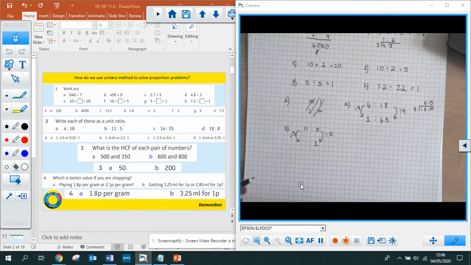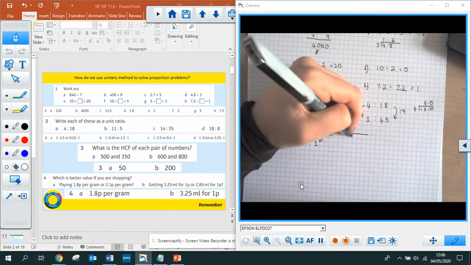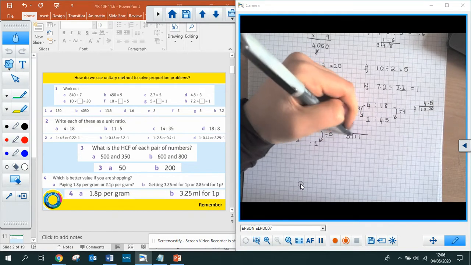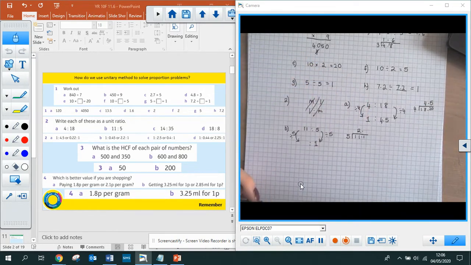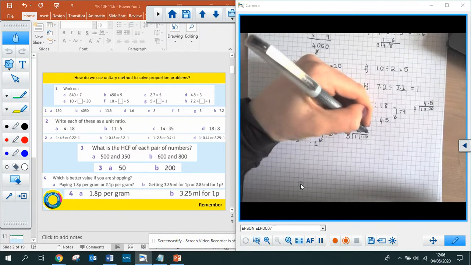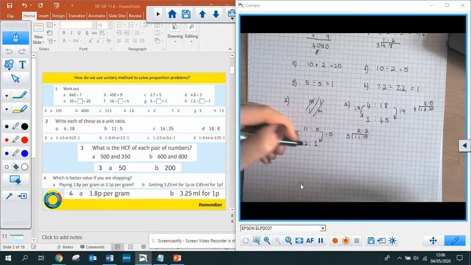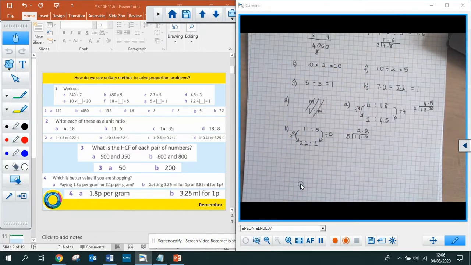So let's work out 11 divided by 5. 5 goes into 11 twice with 1 remaining. That one becomes a 10. 5 goes into 10 twice. So my answer there is 2.2. Again, they've given you the other answer if you decided to make the 11 the 1 in the ratio.